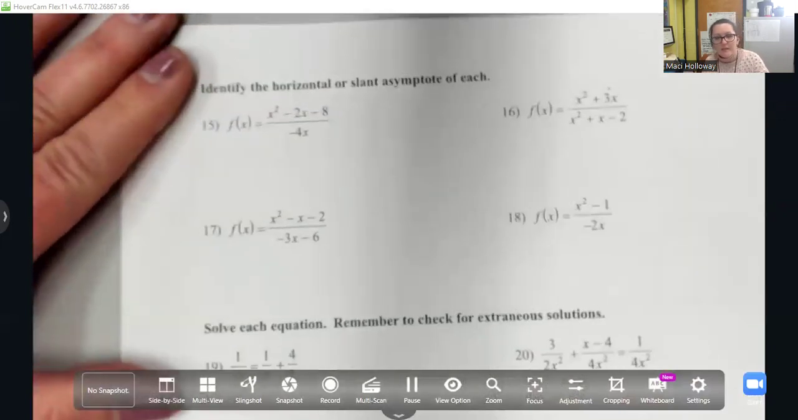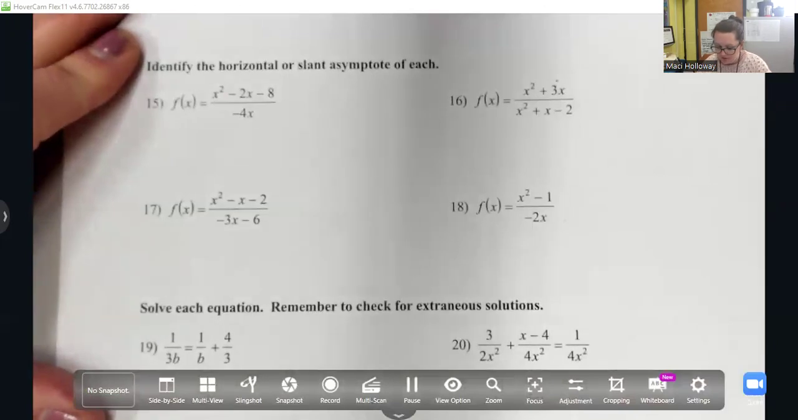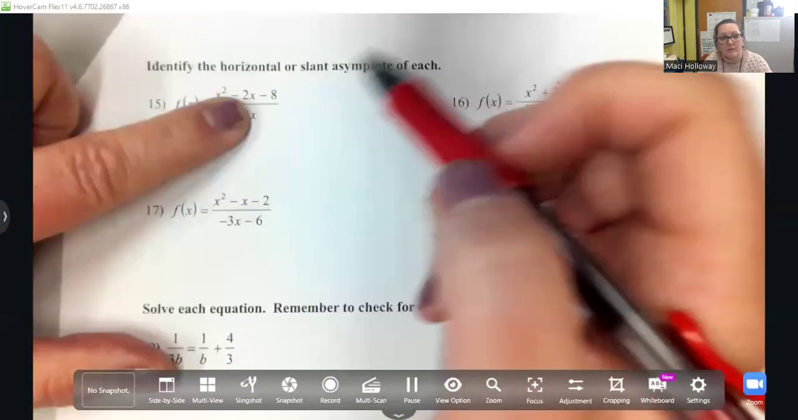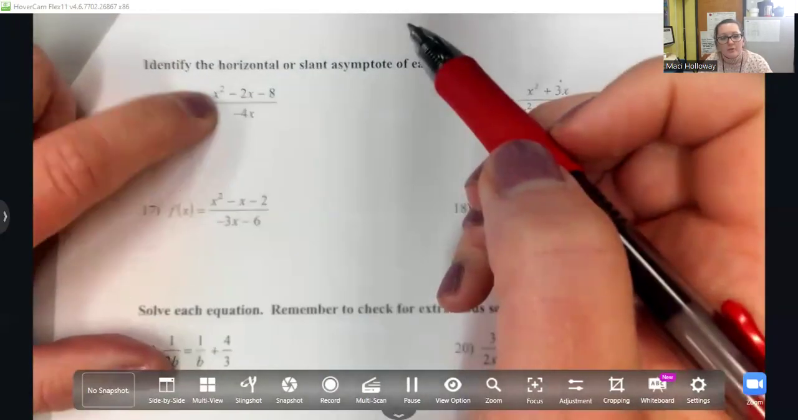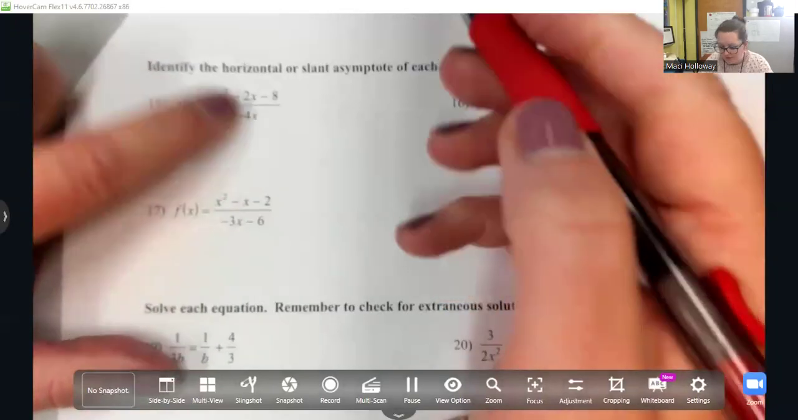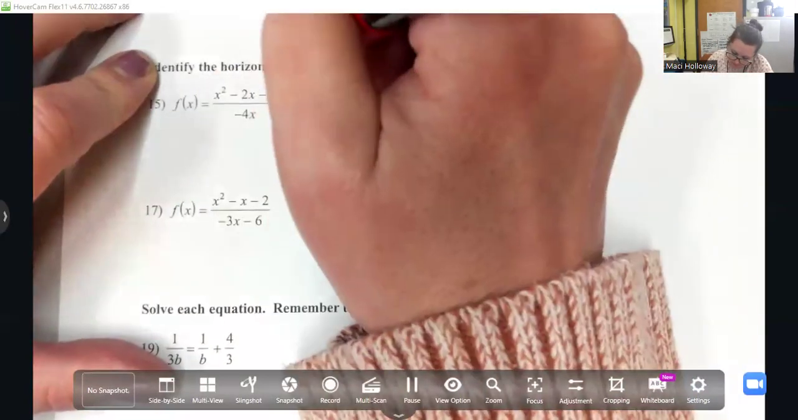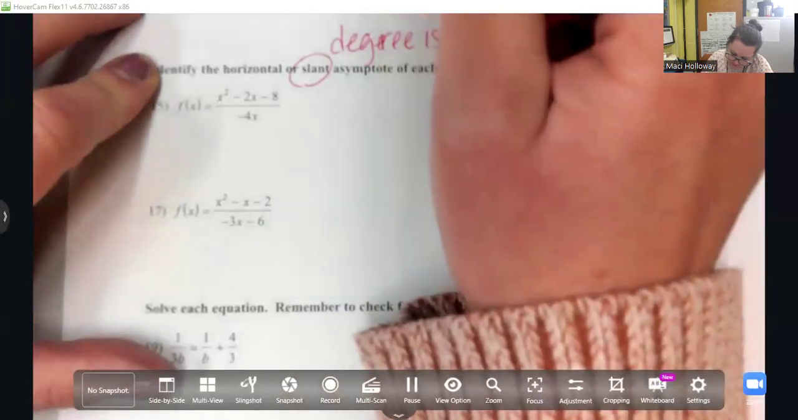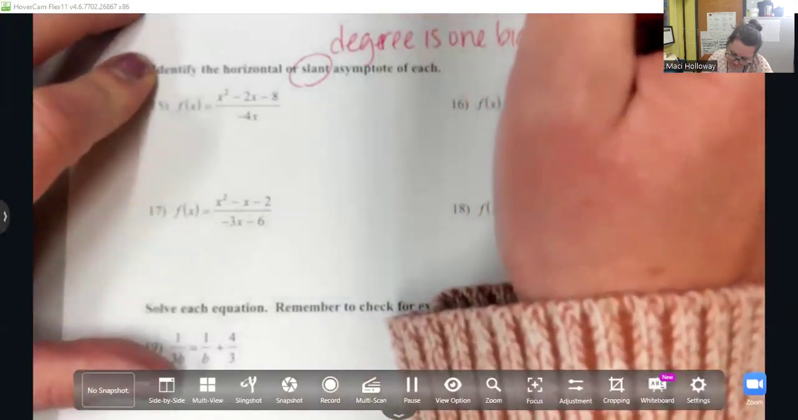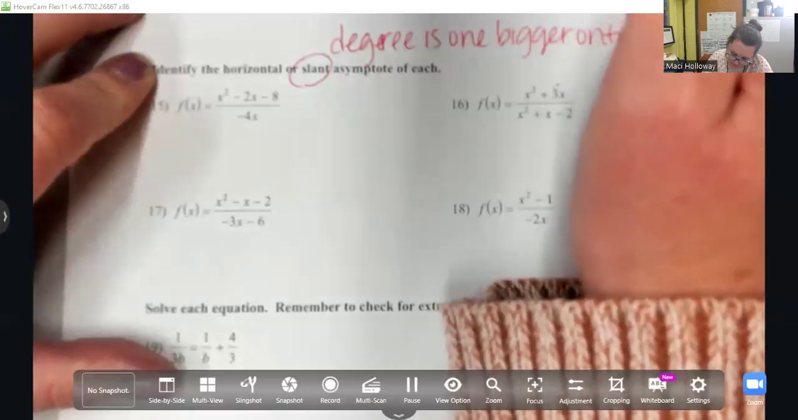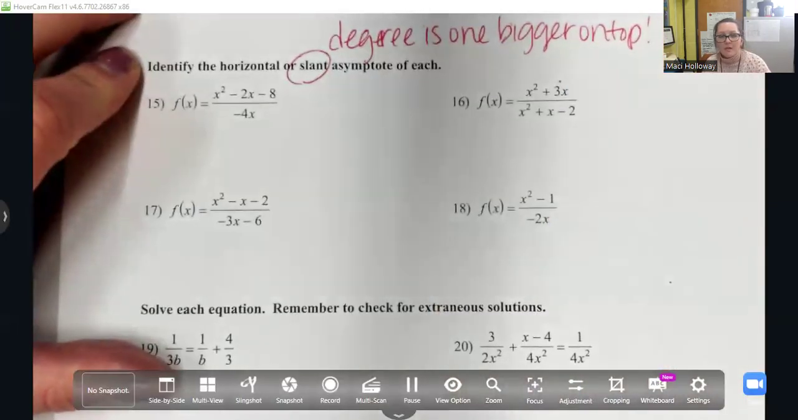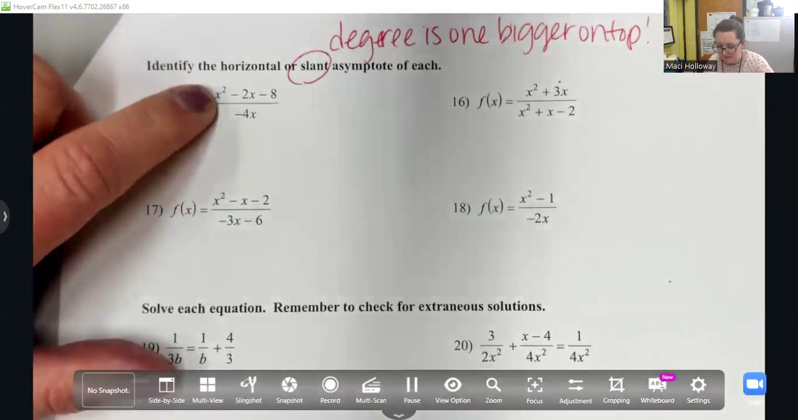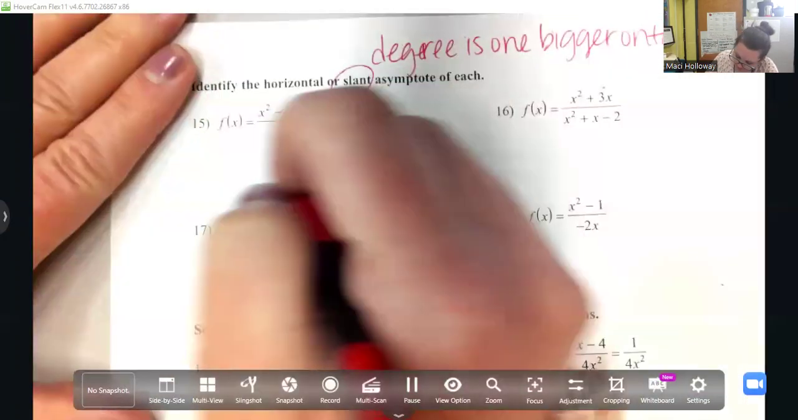It says identify the horizontal or slant asymptote of each. So I'm looking at my degrees, right? If the degree is 1 bigger on top, 1 bigger on top. So if it's 1 bigger on top, that is a slant asymptote.